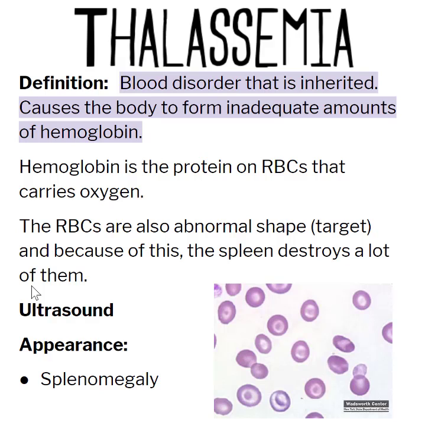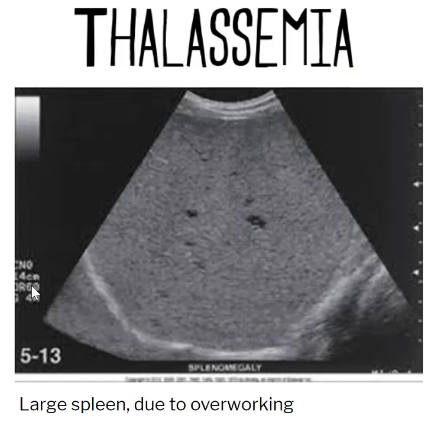The other thing with thalassemia is that the red blood cells are abnormal shaped. They take on more of a target shape. And because of this abnormal shape, the spleen is going to start to destroy them. On ultrasound, we will see splenomegaly. And again, a very large spleen showing the splenomegaly due to the overworking that thalassemia is causing.